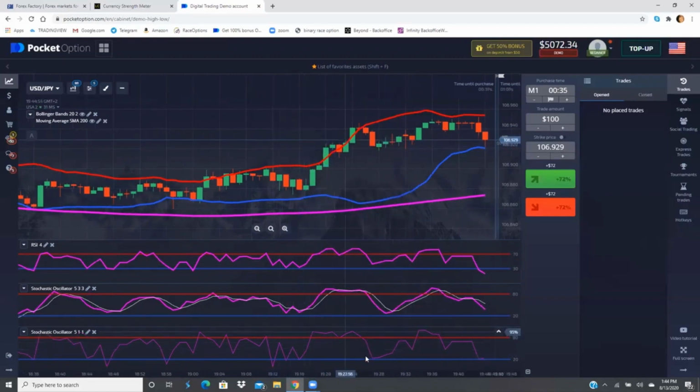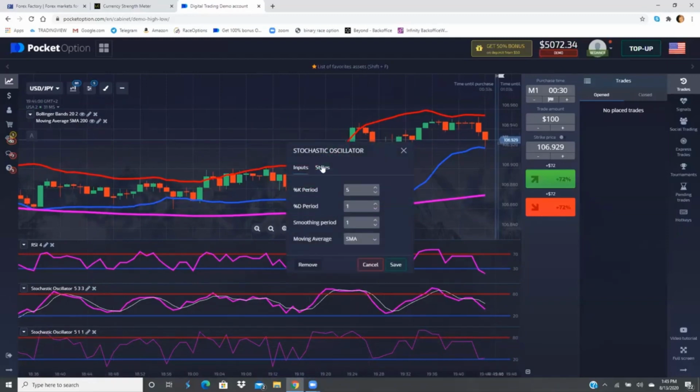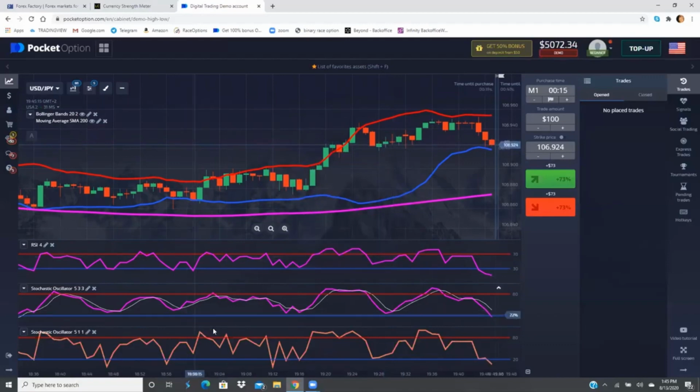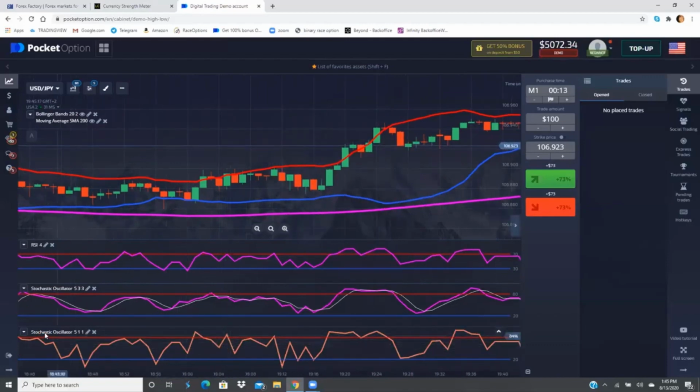I want this line down here to be a little thicker, so I'm going to go back to settings so you guys could see it. I'm going to make one of them really thick. So there, you see how it got thicker? Let me make it a different color. I just want you guys to really see this line. So now at the bottom, I have another stochastic oscillator, but this time it's 5, 1, 1.